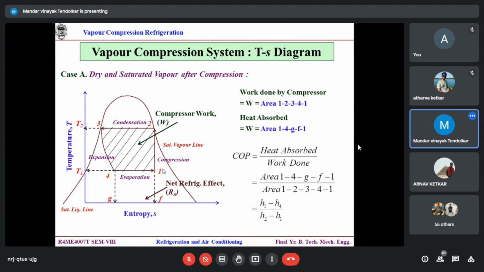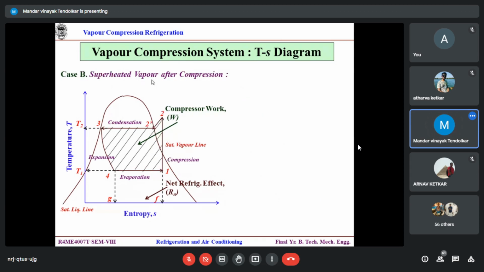Now I change this part, dry and saturated after compression. Now I will say superheated vapor after compression. Instead of limiting it here, I shift it to this side. This is what our case is in practice, correct? We start from here: dry and saturated at the start of compression. The second case is dry and saturated at the end of compression. We call it wet compression.